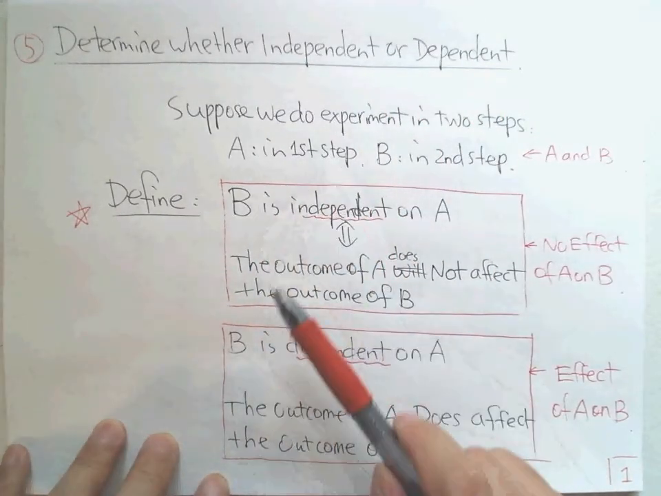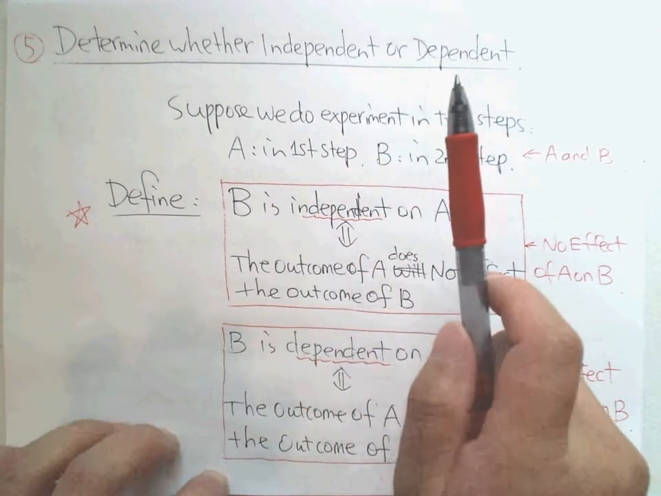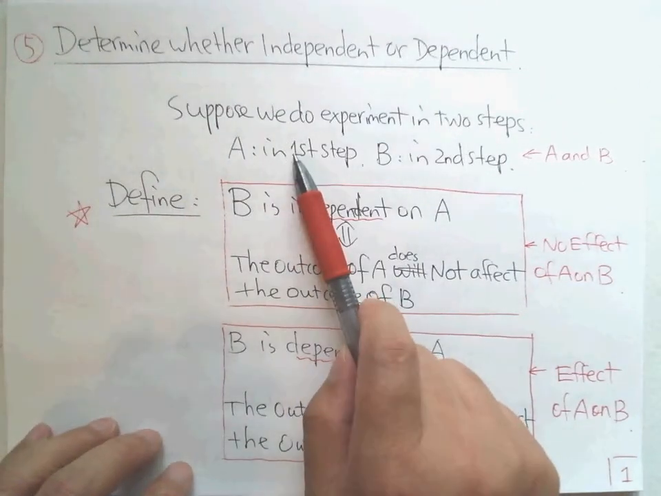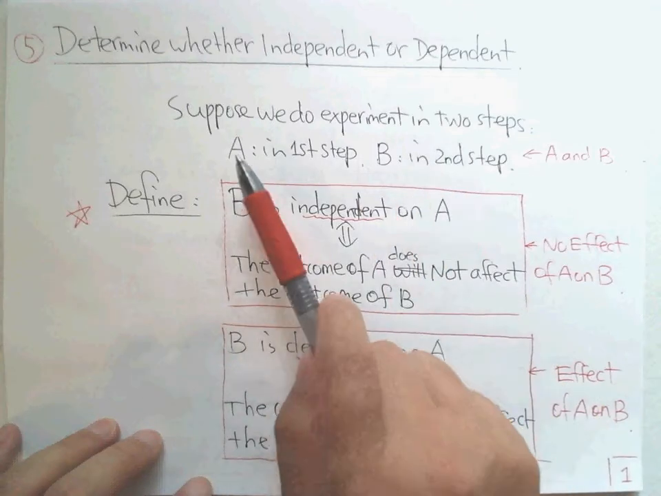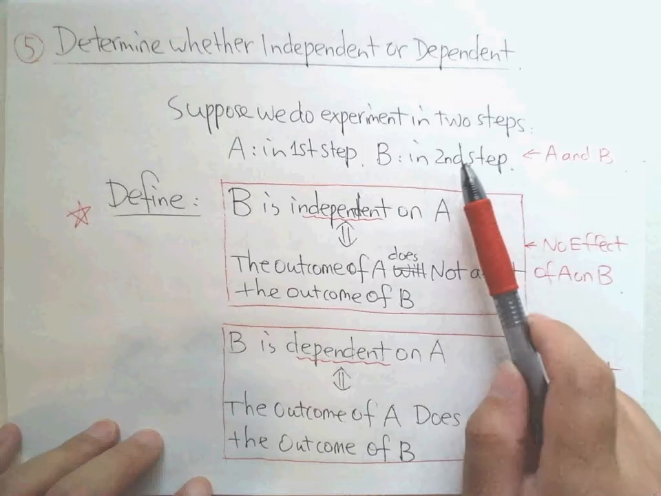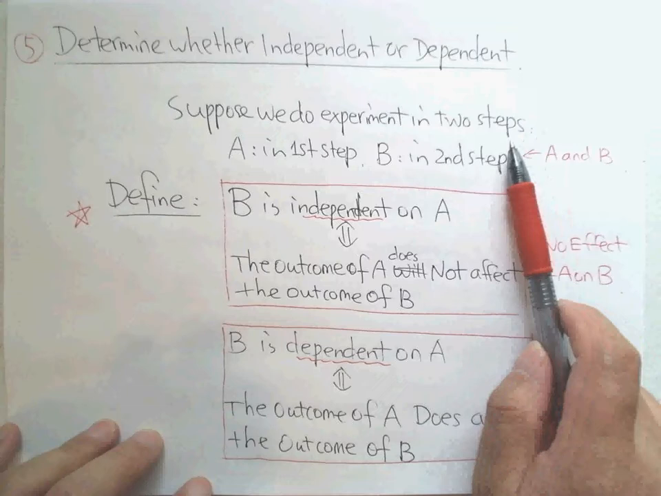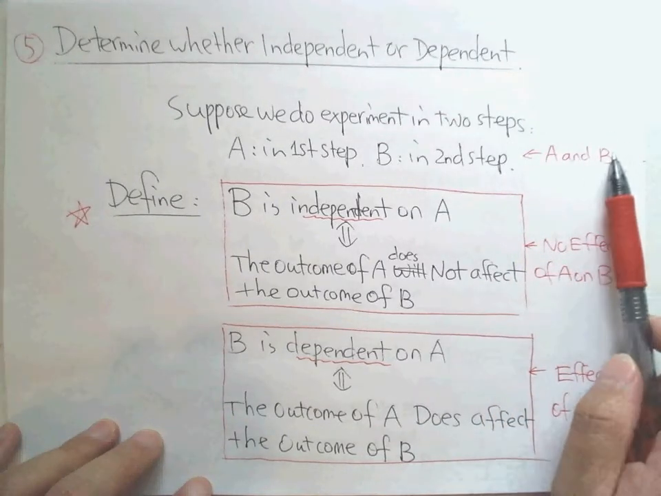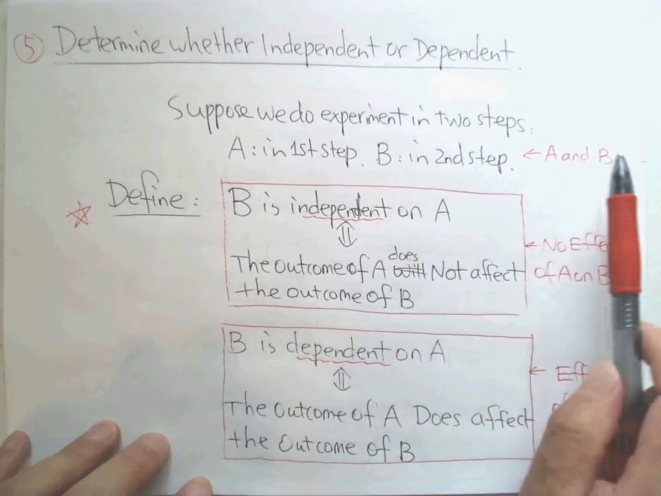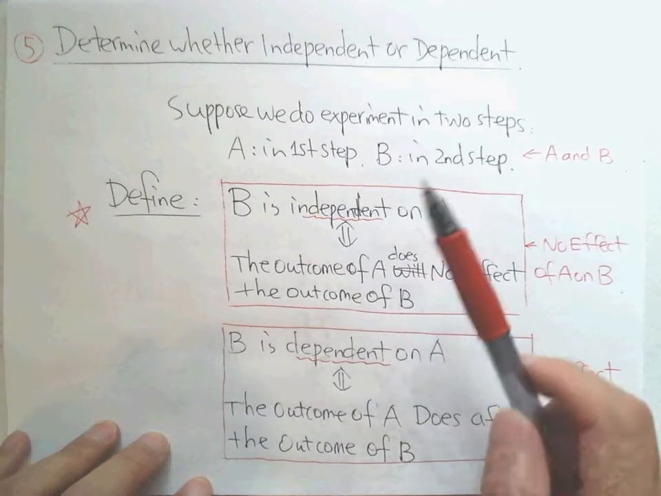Suppose this time we are going to do an experiment in 2 steps. It's not only 1 step. So we have the first step and the second step. If we say A is an event that happened in the first step, and B is another event that happened in the second step, remember the compound is A goes first and then B, right? So we usually say like this: if B is independent of A. What is independent? Independent means no relationship, right?